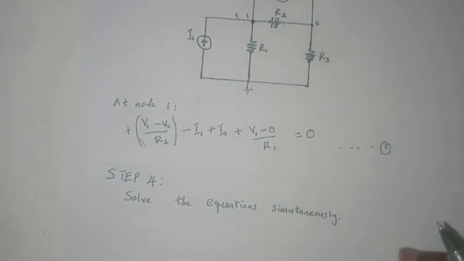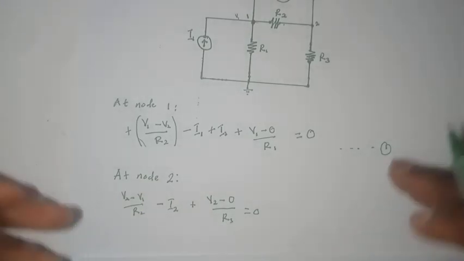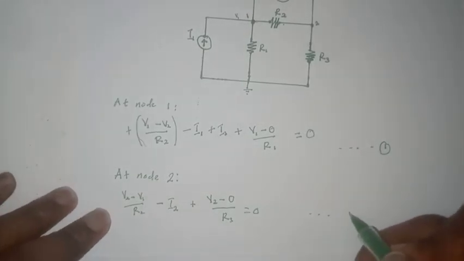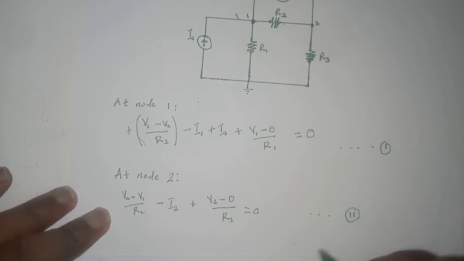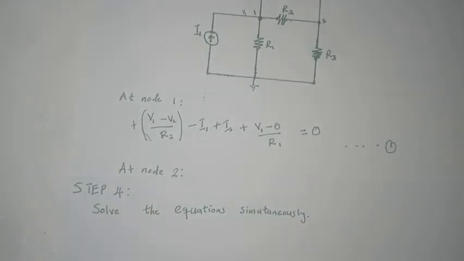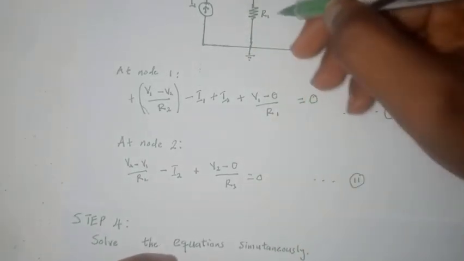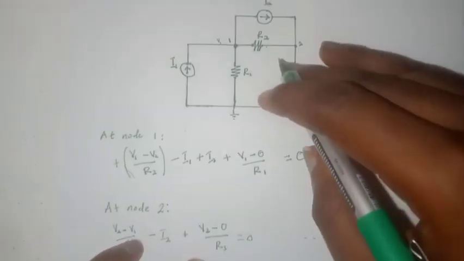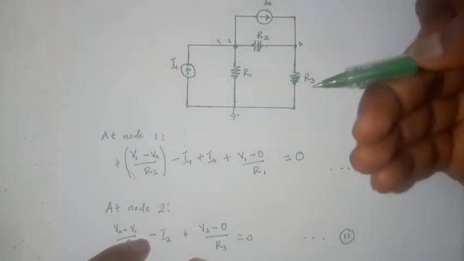Now that you have these equations, you can move on to the next step, which is to solve the equations simultaneously. So you can easily just simplify these equations and solve them using your calculator or manually, simultaneously. And by the time you're done with that, you would have the value of all the node voltages. Then you'll be able to use the node voltages to estimate the currents flowing through each resistor.